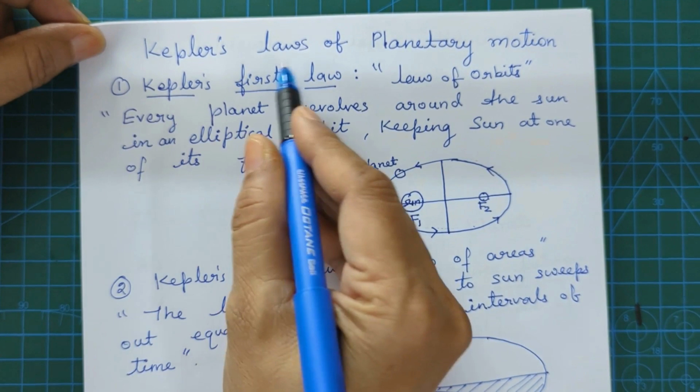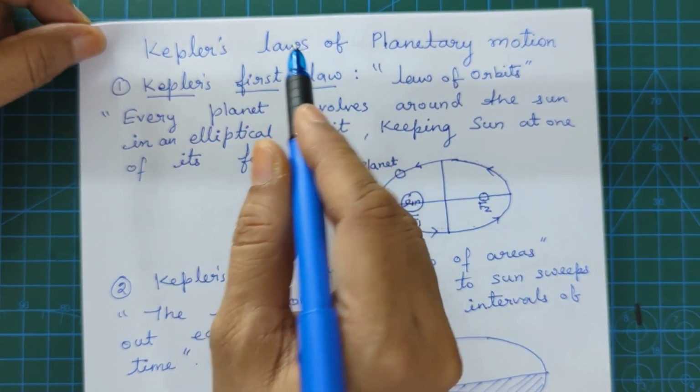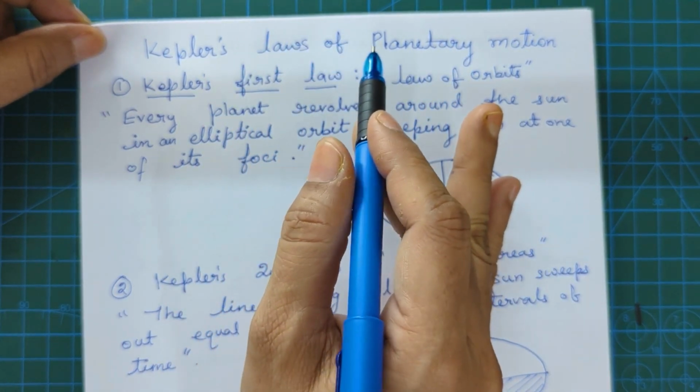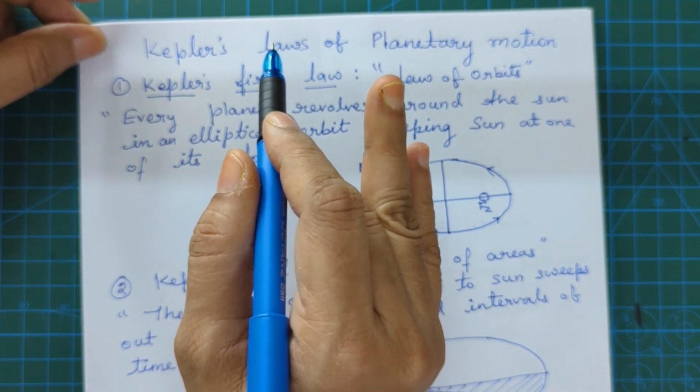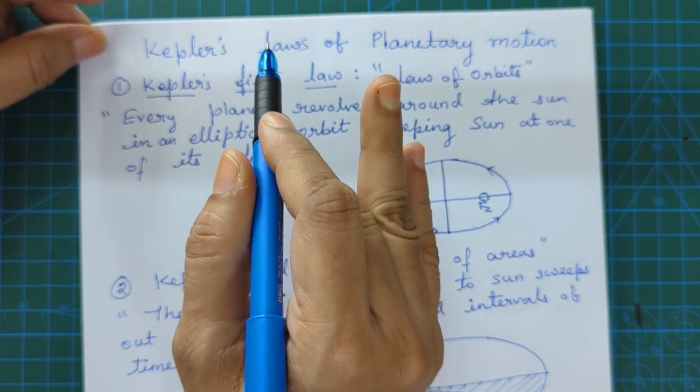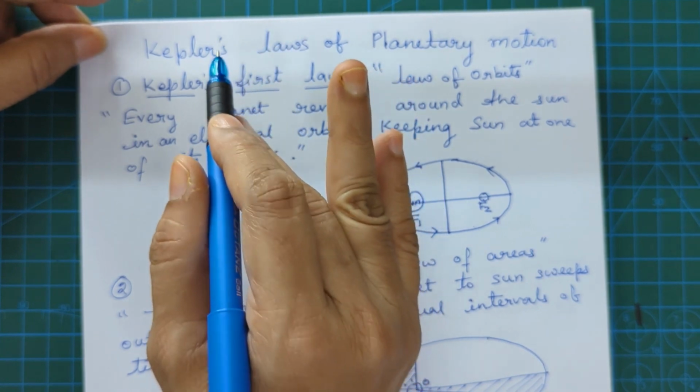Now coming to Kepler's laws of planetary motion. Kepler gave 3 laws of planetary motion. The first law is called law of orbits. Second law is called law of areas. Third law is called law of time periods.